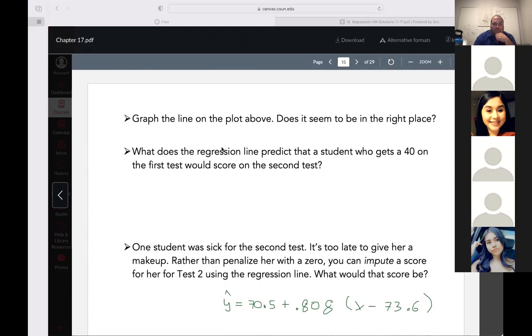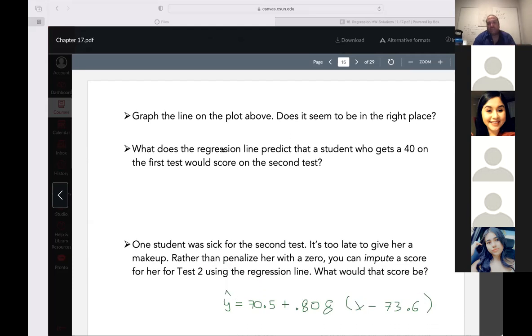So what does the regression line predict that a student who gets a 40 on the first test will get on the second test? How would I go ahead and predict that? Do you plug 40 into the equation? Exactly what you do. So when you do that, what do you get? 43.35. Excellent.